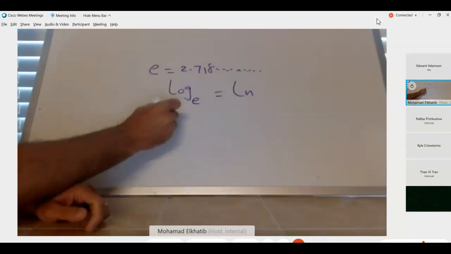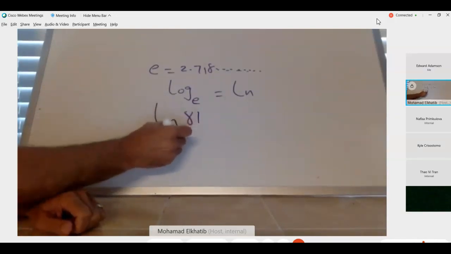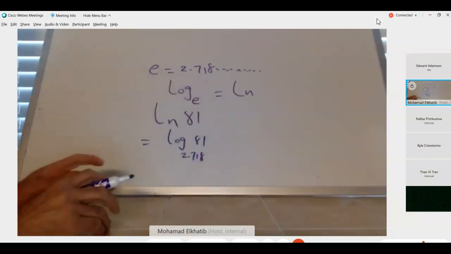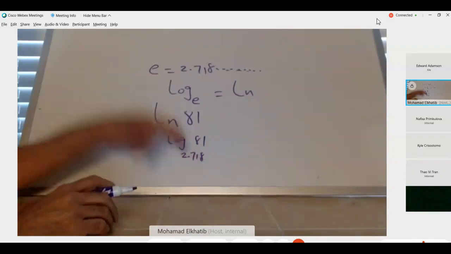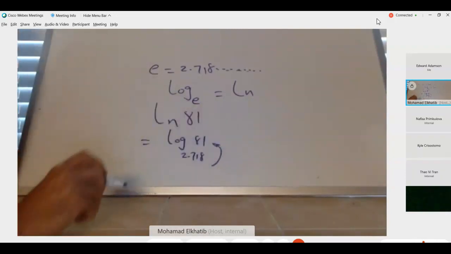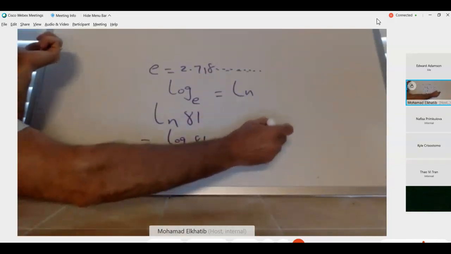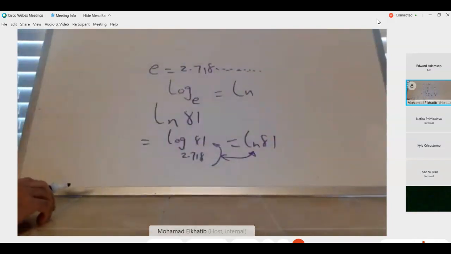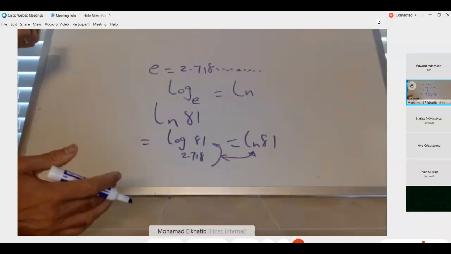So if I tell you, for example, how much is ln 81? This is the same thing as log with the base 2.718 of 81, which means how many times do I multiply 2.718 by itself to get to 81. Since you cannot do that, this and this are the same, but we don't put the base when you write ln. Okay, but ln 81 you cannot do in your head, so you have to use the calculator.